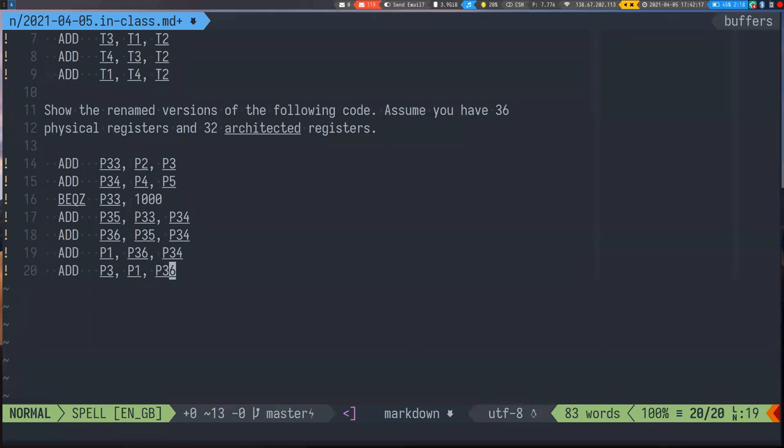How do you know when the physical register is freed? Well, basically when you write to it, that physical register becomes available. Here on P30, we write, this was an add into R1. So R1 used to be mapped to P33. Now R1 is mapped to P35. So P33 would be available at that point.